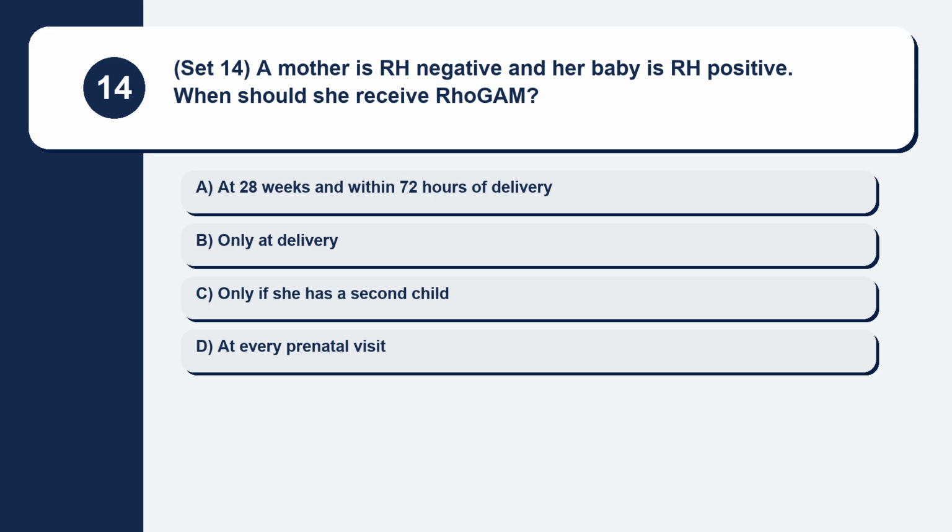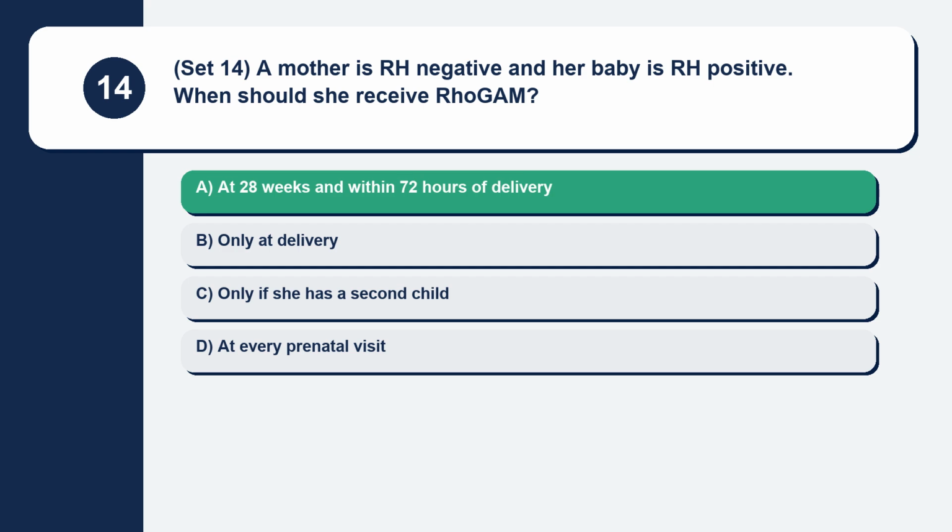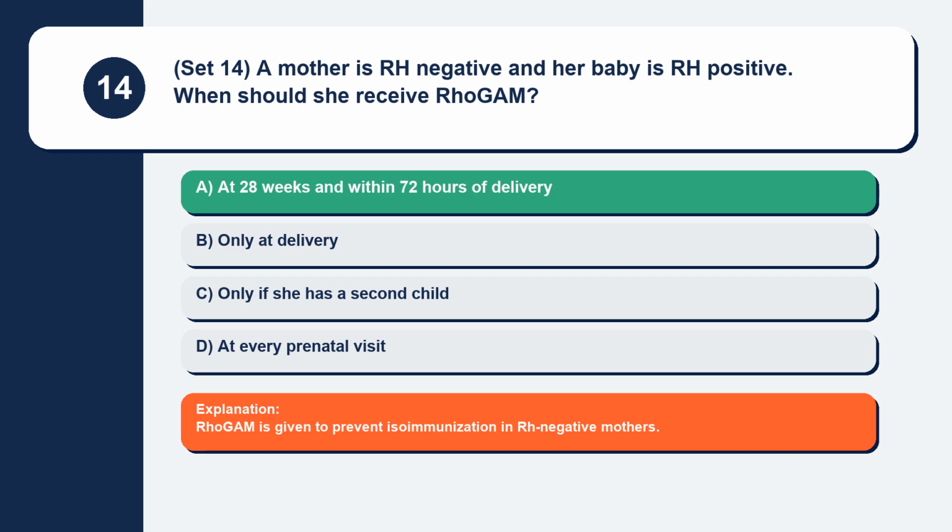Question 14. Set 14. A mother is Rh negative and her baby is Rh positive. When should she receive RhoGAM? At 28 weeks and within 72 hours of delivery, only at delivery, only if she has a second child, at every prenatal visit. RhoGAM is given to prevent isoimmunization in Rh negative mothers.